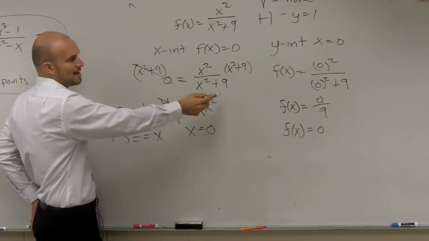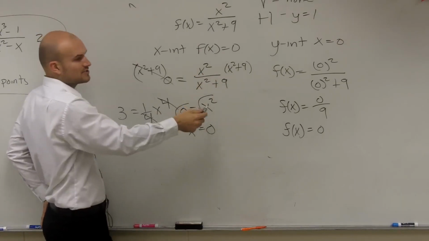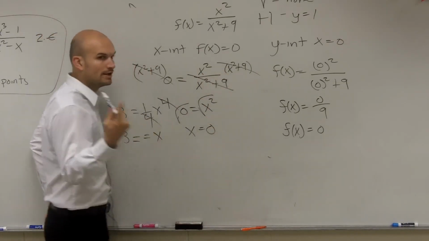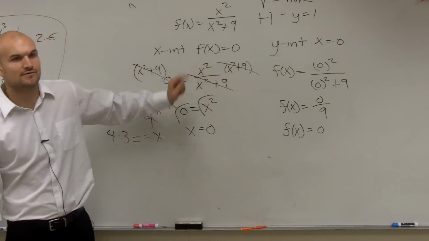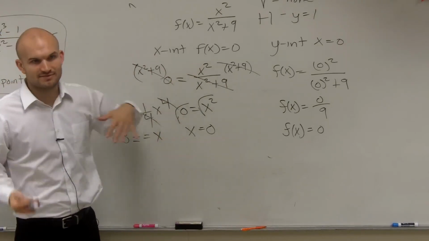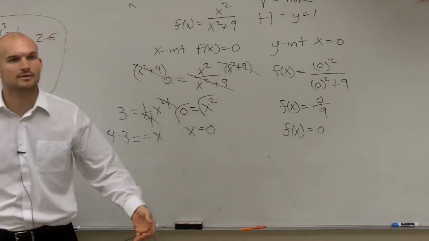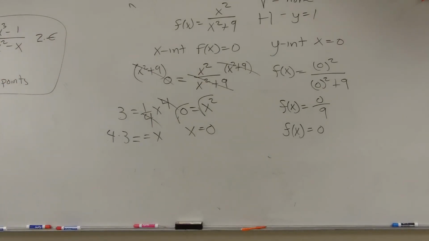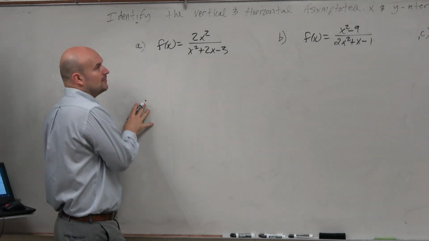Same thing. Whatever's on the denominator, what's x squared plus 9 divided by x squared plus 9? 1. So it just goes down to 1, so we're just left with the x squared. Okay, so whenever you have something on the denominator, that's what you want to multiply by. Okay? And just make sure you do it on both sides.